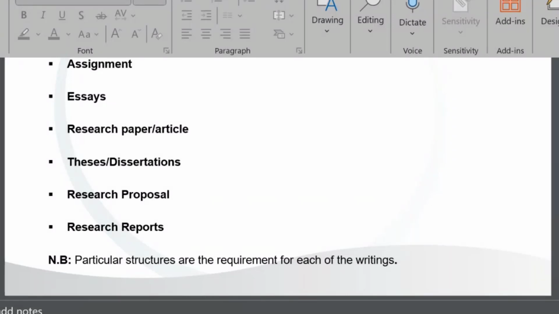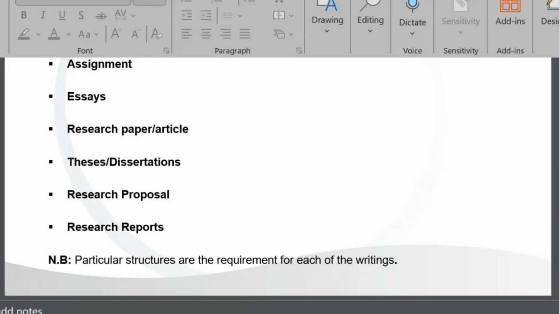All right, the thesis and dissertation, what's the difference between the two? If, for example, I do my postgraduate, then at the end of my postgraduate, I come with a document for my master's. We refer to it as a dissertation. But if I come with a document for my PhD, we refer to it as a thesis. The difference mostly is that the length of these two academic documents are not the same, and also the levels are not the same.